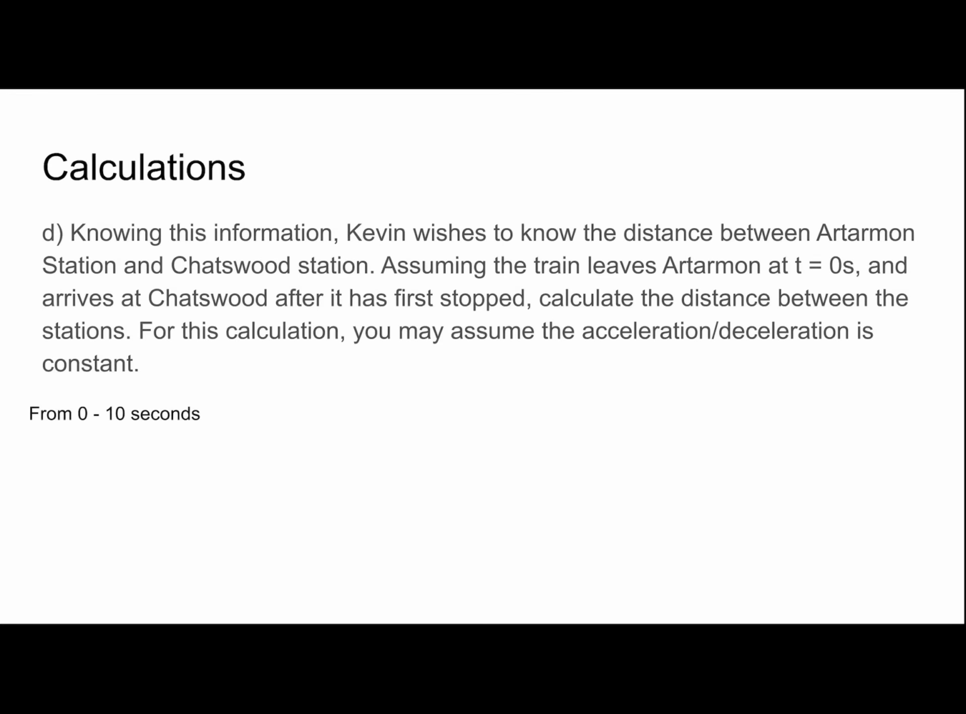So looking at part 1 from 0 to 10 seconds, we know that the distance equals to the initial velocity plus the final velocity divided by 2, times the total time. We know that the final velocity is 35.79, the initial velocity is 0, and the time taken is 10 seconds. Therefore, our distance is 178.95 meters. So that's the distance traveled in our first segment.